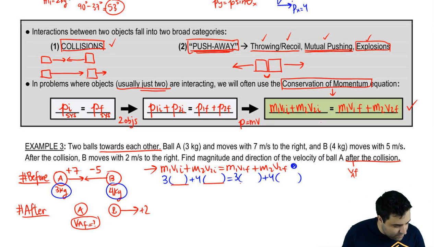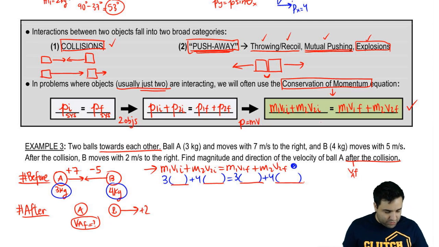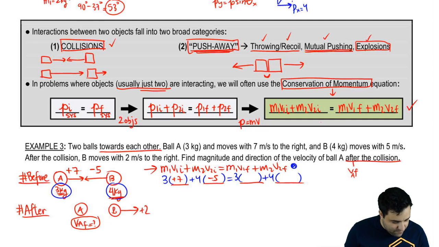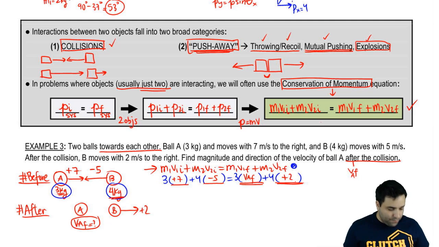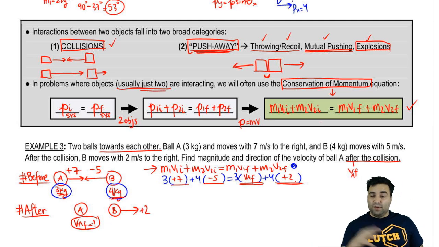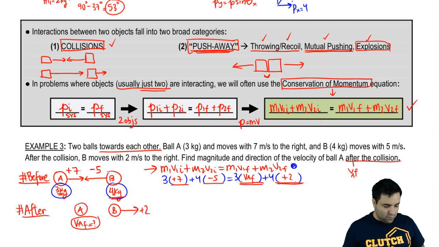Then I have to figure out which numbers go here, so I look at the picture. Next to the 3, the initial velocity of the 3 is a 7. That's a plus 7. The initial velocity of the 4 is a minus 5. The final velocity of A, I don't have. That's what we're looking for, VA final. And the final velocity of B is plus 2. So if you look at this equation, I have a bunch of numbers and one unknown. I can solve this. We're done.